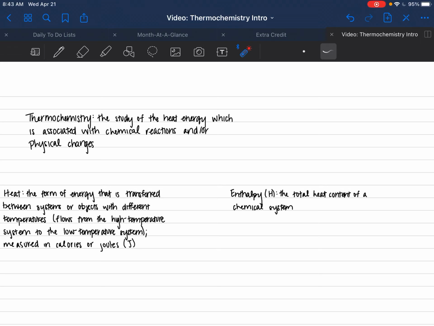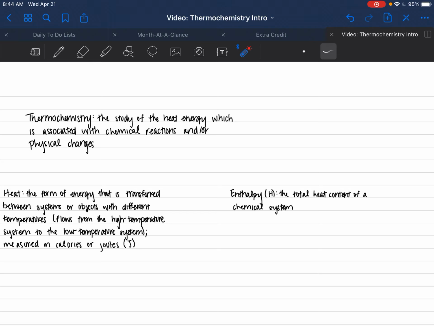Heat is actually the form of energy that is transferred between those systems or objects. And it has to be those systems or objects with different temperatures. So something to remember, if you have something that is hotter than the other object next to it, then that heat is going to flow from the object which is hotter to the object which is cooler. So it's going to raise the temperature of the cooler item. And this is measured in calories or joules, which we'll go into more later. That joules is a capital J.